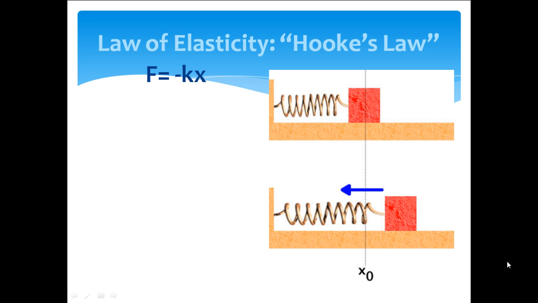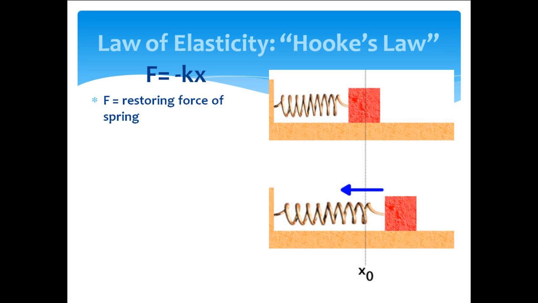So, law of elasticity, which we call Hooke's law, and as I said before, big F, the elastic force, equals minus kx. So we have a mass on a spring. In the top picture, it's in equilibrium. And in this picture, it's displaced from equilibrium a distance of x naught, x0, x initial. So this dotted line will be its equilibrium position. However far away from it it gets stretched or compressed is its displacement.